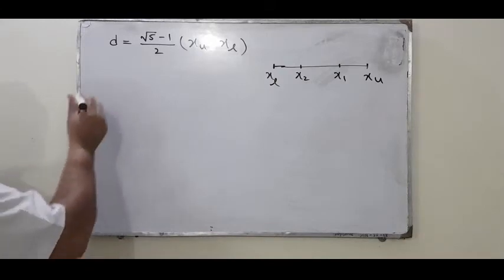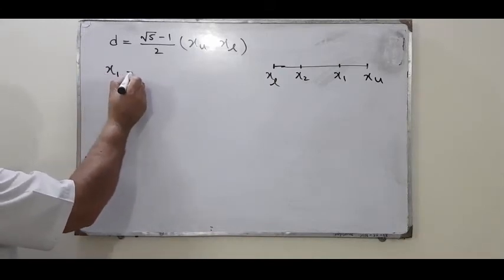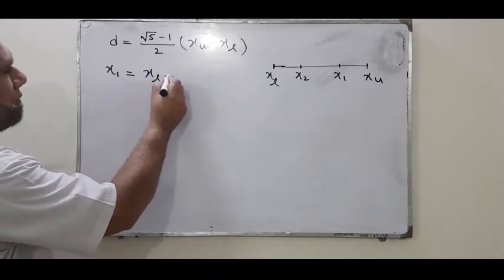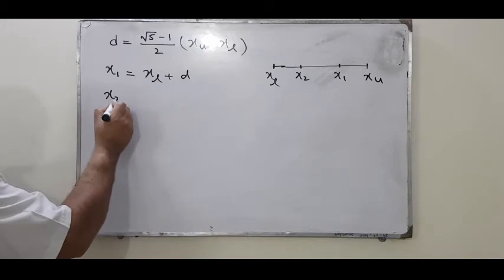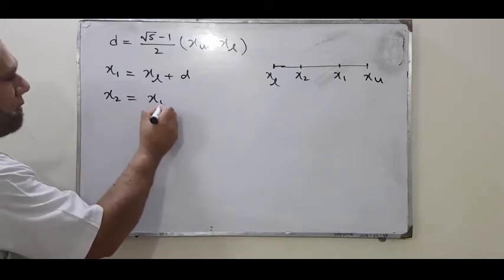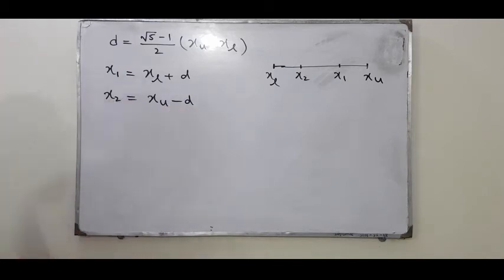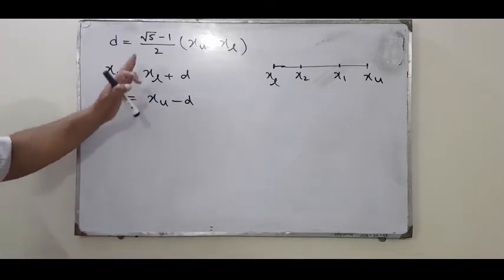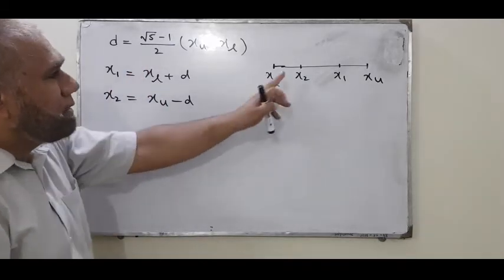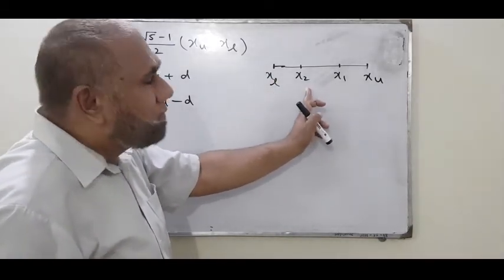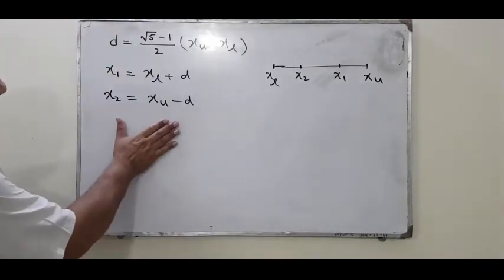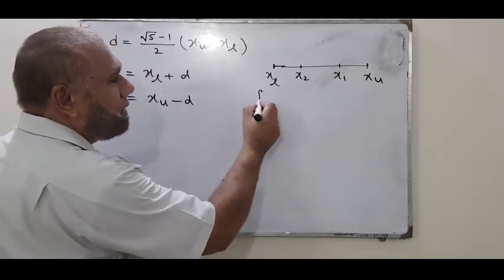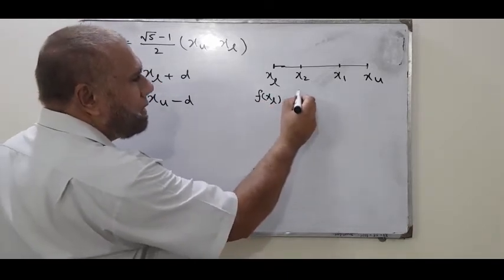After finding D, you will be calculating X1, and X1 can be obtained by using the formula XL plus D. Similarly, we can find X2, and X2 can be obtained by using the formula XU minus D. So these are the three formulas you are going to use in order to calculate the two inner points X1 and X2. After finding these, the next step is you have to calculate the function's values at all these 4 points.